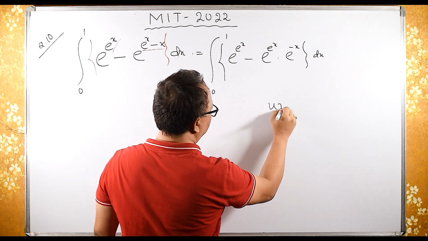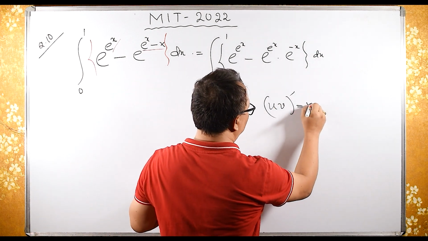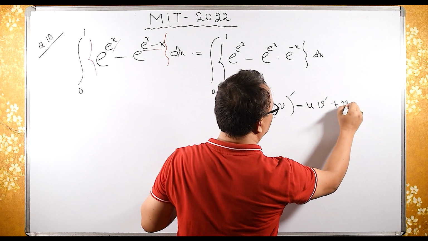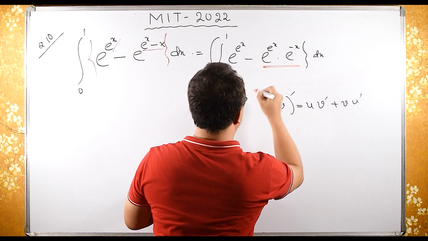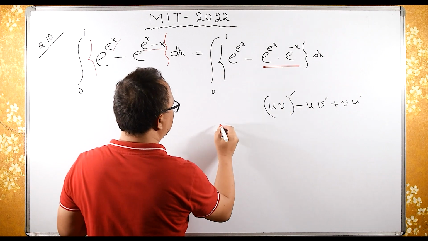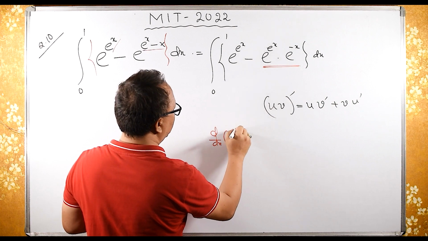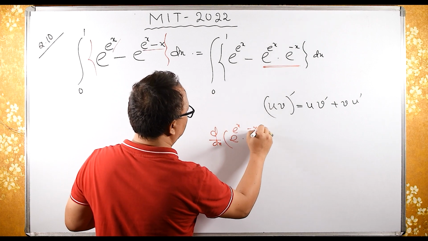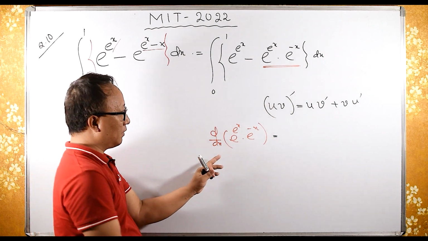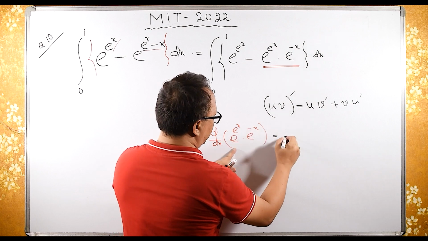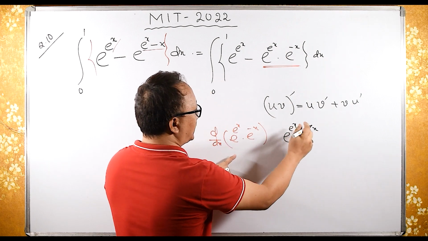What is the differentiation of u into v, means product rule of differentiation? It is equals to u v dash plus v u dash. Let's see if I differentiate this, what comes. Now what is d by dx of e raised to x into e raised to minus x? This equals to, now let's apply u into v rule. Now let's keep this as it is, e raised to x, and differentiate this, e raised to minus x into d by dx of minus x is what?